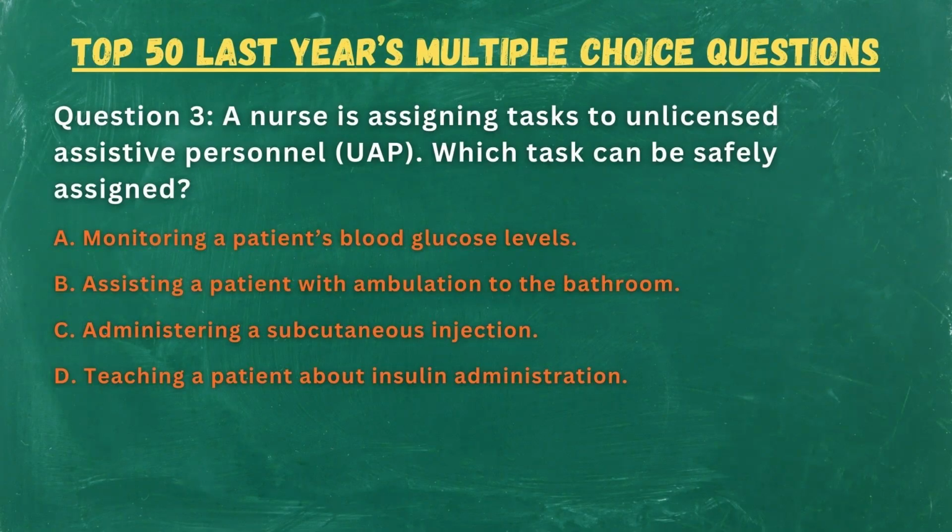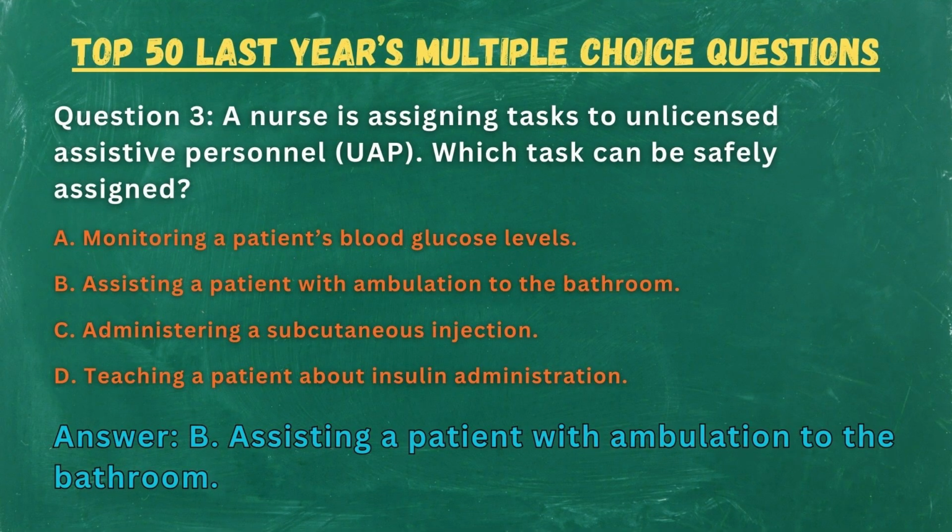Question 3. A nurse is assigning tasks to unlicensed assistive personnel, UAP. Which task can be safely assigned? A. Monitoring a patient's blood glucose levels. B. Assisting a patient with ambulation to the bathroom. C. Administering a subcutaneous injection. D. Teaching a patient about insulin administration.